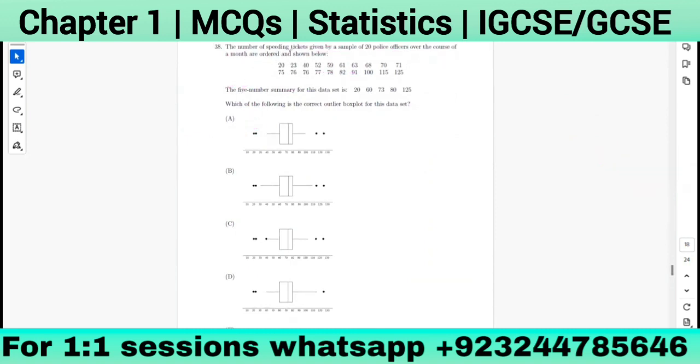The number of speeding tickets given by a sample of 20 police officers over the course of a month are ordered and shown below. The 5-number summary of the data is also given. Which of the following is the correct outlier box plot for this data set? So for finding the outlier box plot, we should know what is LF and what is UF. Okay, what is LF?